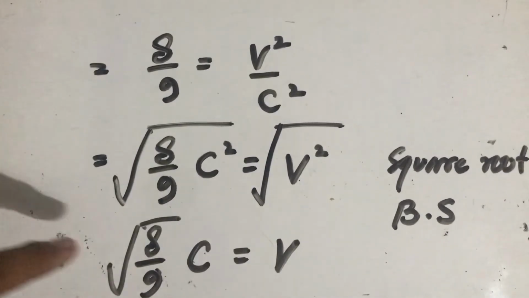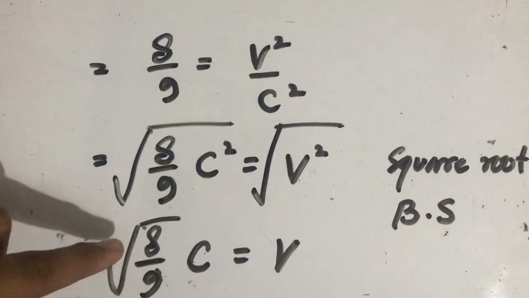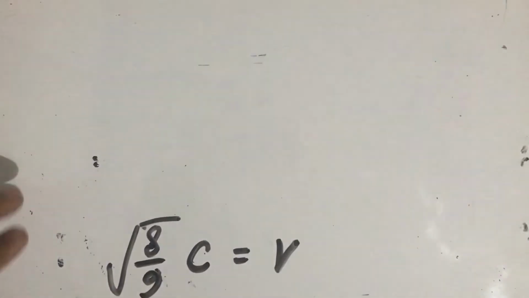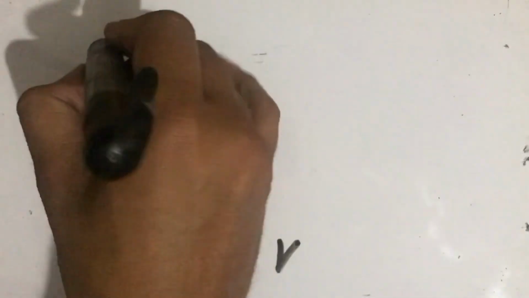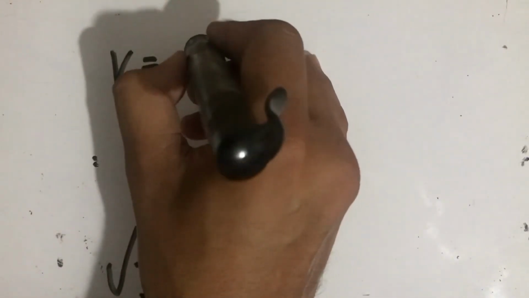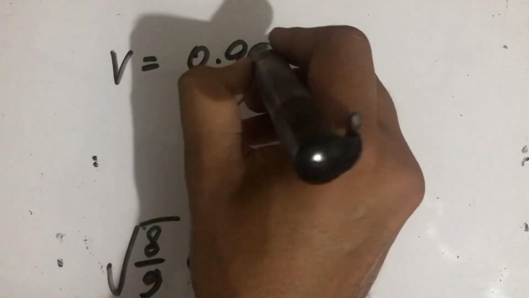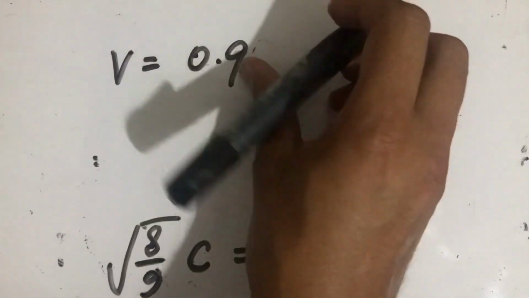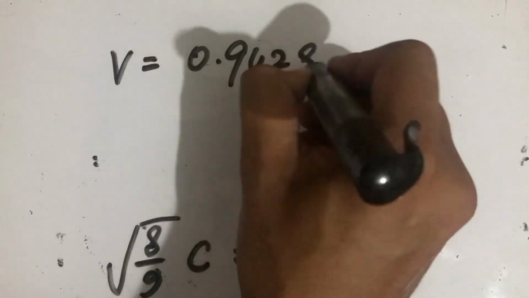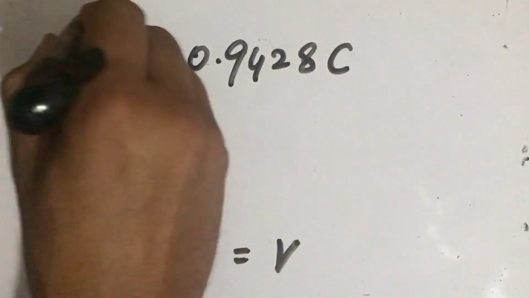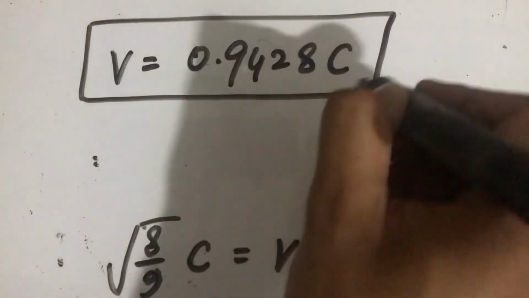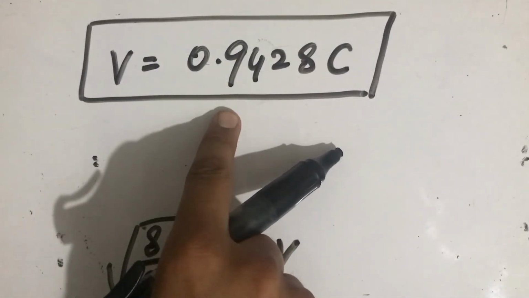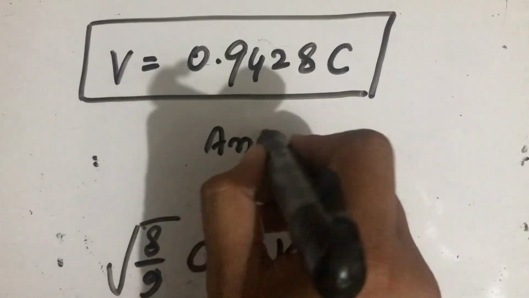Now just solve the value of the root of 8/9, and we have v is equal to 0.9428 c. So this is the velocity of the spaceship relative to the observer. So this is our required answer.